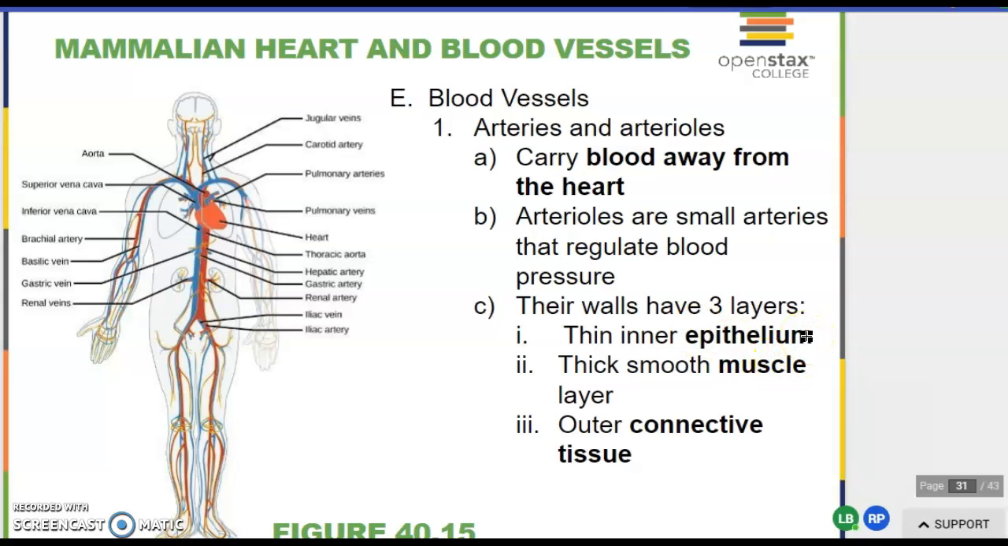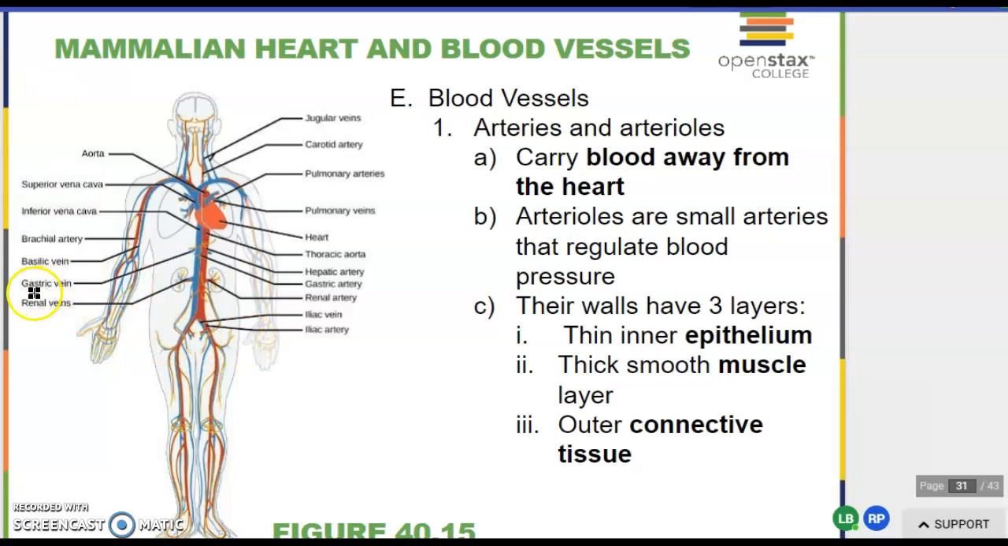Whenever we talk about epithelial tissue, it's always tissue that's covering, right? Our skin is epithelial tissue. So it has that epithelial tissue, and then a smooth muscle layer, and then the outer layer is actually connective tissue. I'm not going to have you know any of this. We're just going to move on.